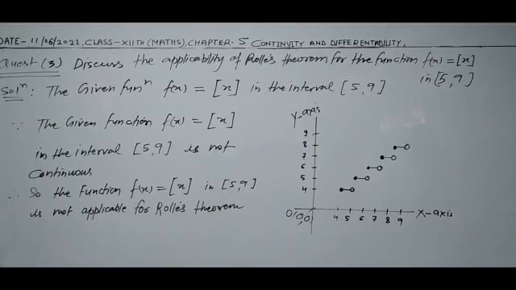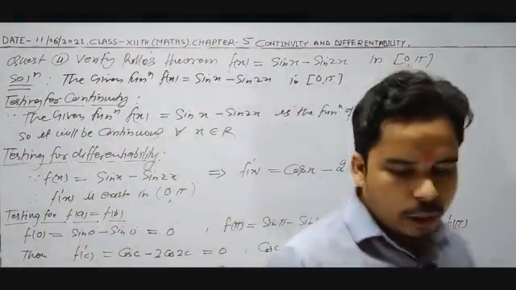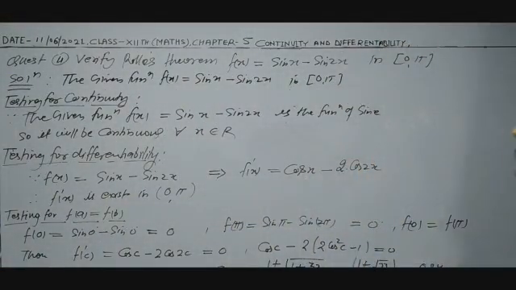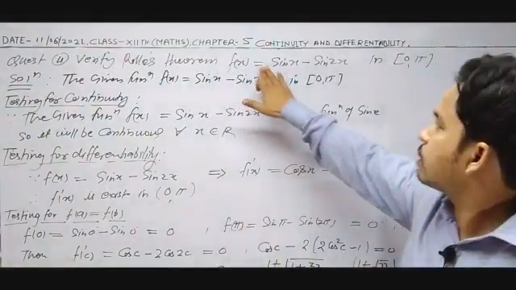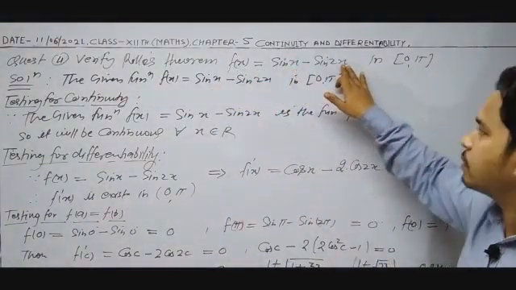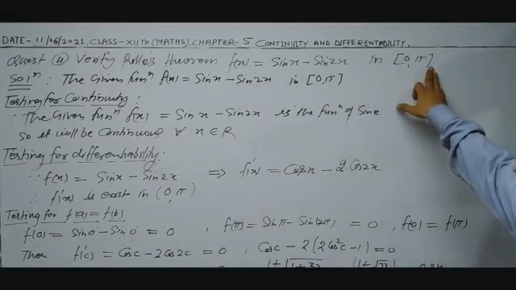Now come to question number 4. Question number 4 is, you have to verify Rolle's theorem. Verify Rolle's theorem for the function f(x) is equal to sin x minus sin 2x in 0 to pi in closed interval.